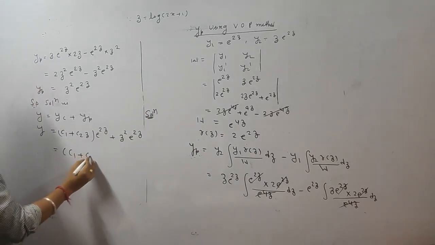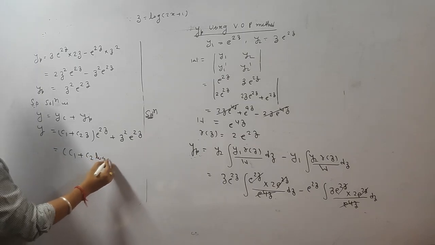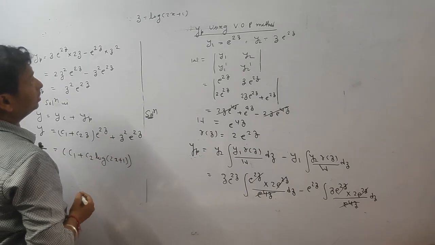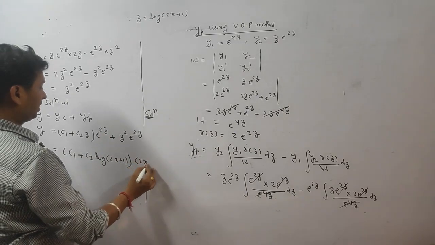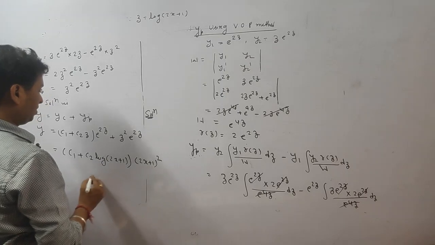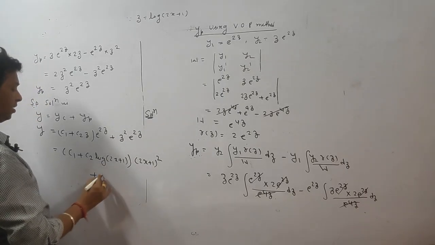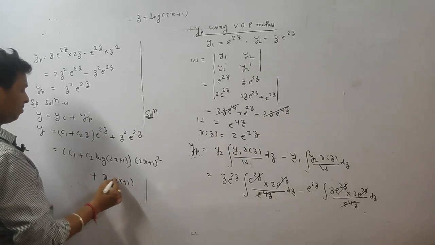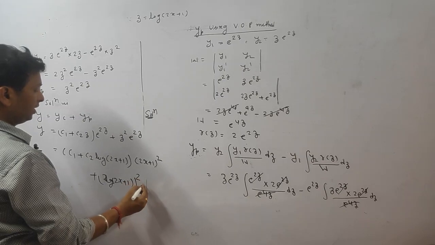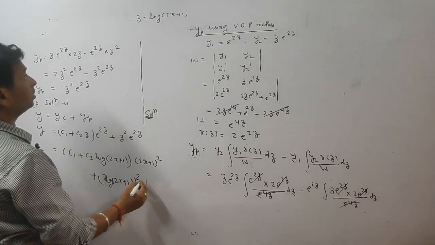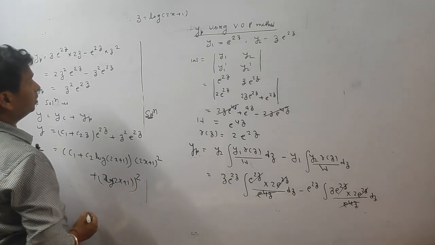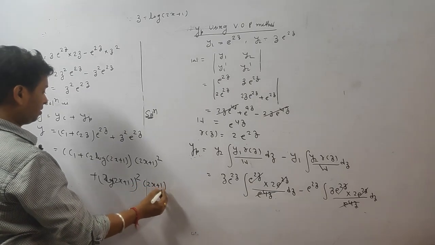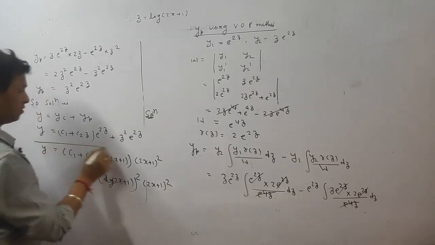So c1 plus c2, z means log 2x plus 1, e to the power 2z means 2x plus 1 whole square, plus z square means log 2x plus 1 whole square, e to the power 2z means 2x plus 1 whole square. This is your answer.